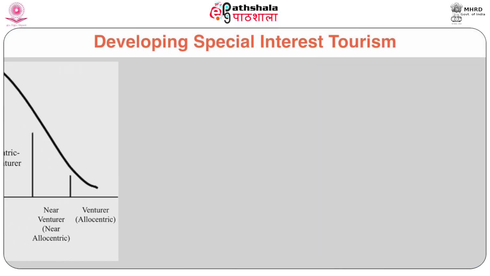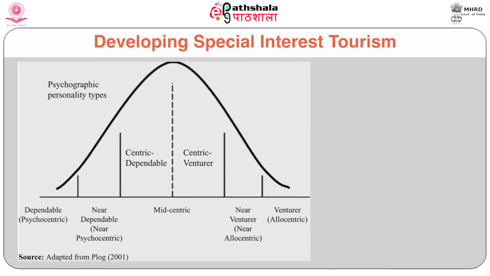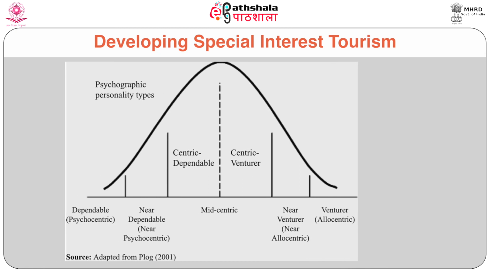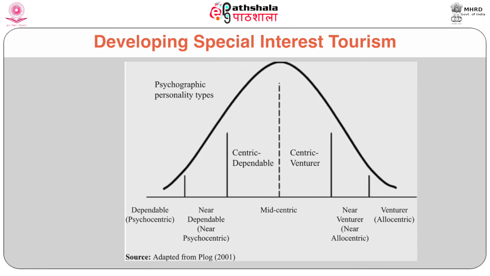As per Stanley Plog, there are three types of tourists. Allocentric. These types of tourists are also known as explorers. They are confident travelers and travel to unexplored destinations. Mid-centric. They prefer to travel to new destinations which are explored by allocentric tourists. Psychocentric. These are the tourists who prefer to visit safe destinations with all facilities.